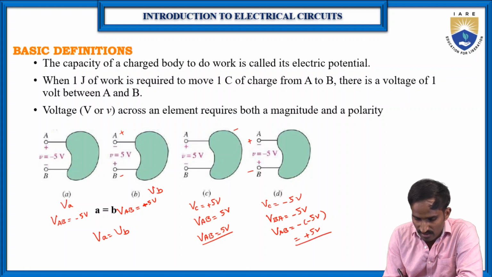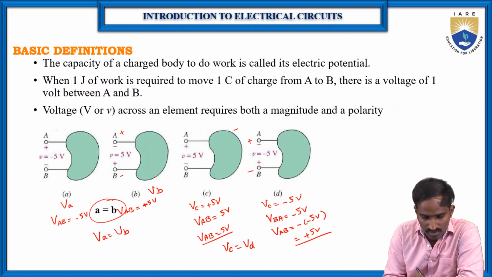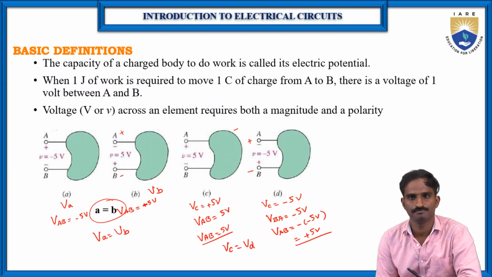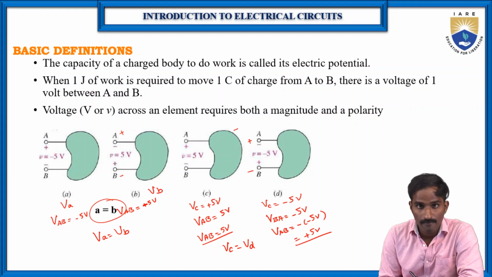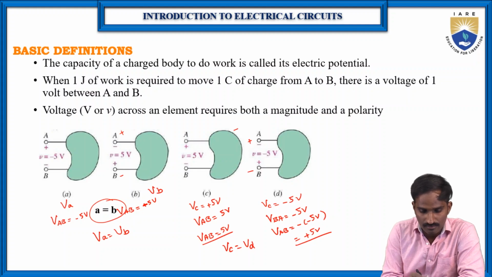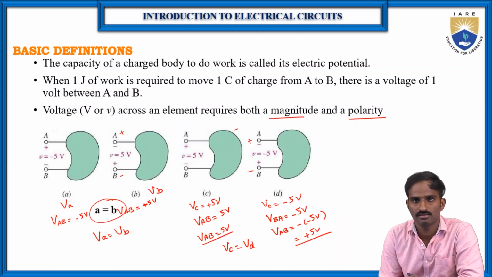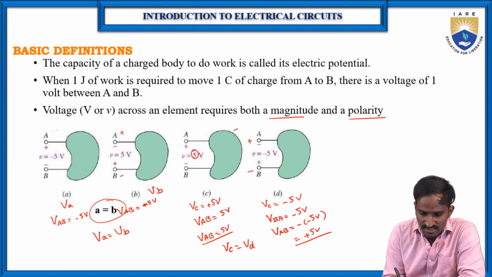So which means here again VC is equal to VB. The same way here also VA is equal to VB. So the voltage across an element requires both magnitude as well as polarity. This plus and minus are the polarity of the voltage across the terminals, which depends on the polarities of the terminals.